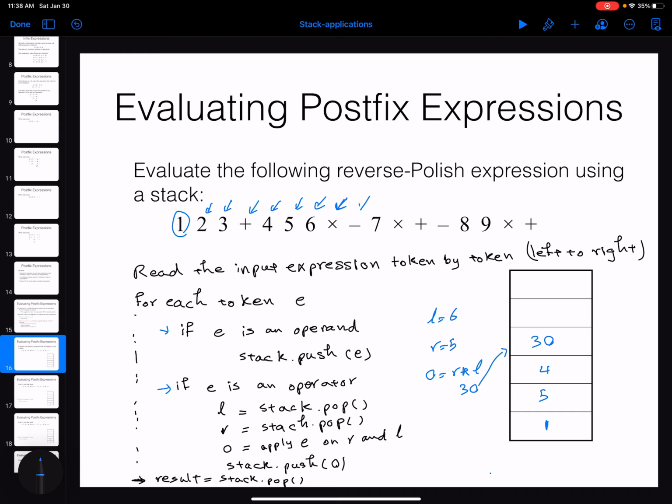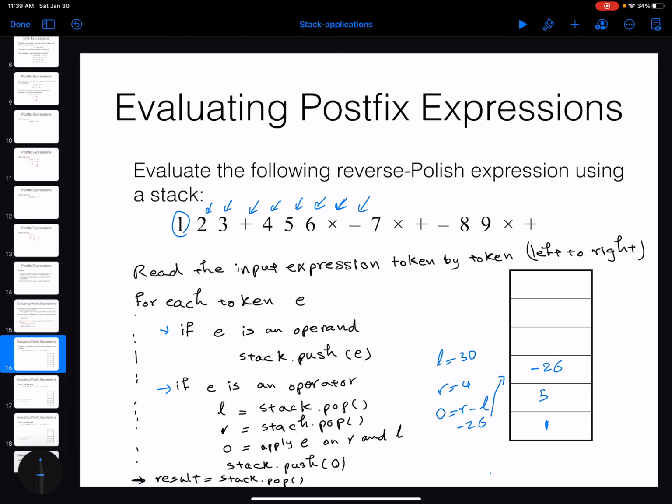The next token is going to be an operator, so again you apply two pops. The first pop is going to be L. The second one is going to be R. So they are removed from the stack, right? You apply the operator. Here you can see that it is important which one is L and which one is R. So the result of O is going to be R minus L, which is going to be minus 26, and this is going to be pushed to the stack.